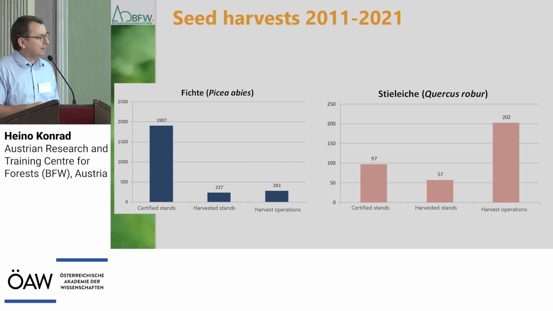Like in pedunculate oak, sorry, it's in German, so Quercus robur, we have only 100 seed stands, of which about 60 have been harvested, but in 200 harvest operations. So these seed stands are used much more regularly.